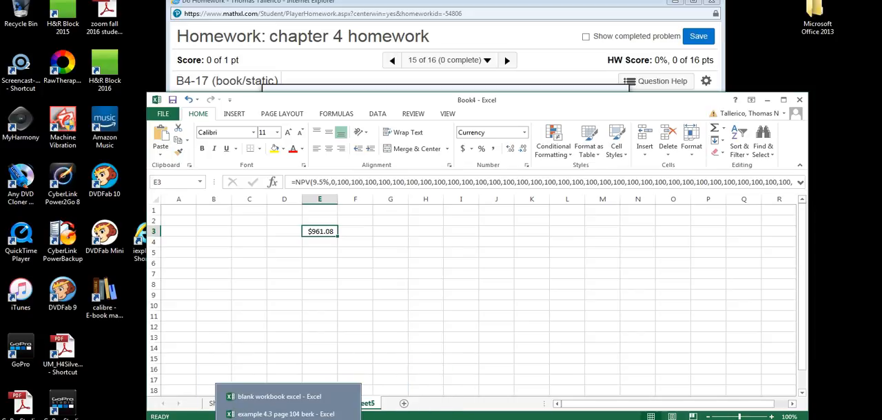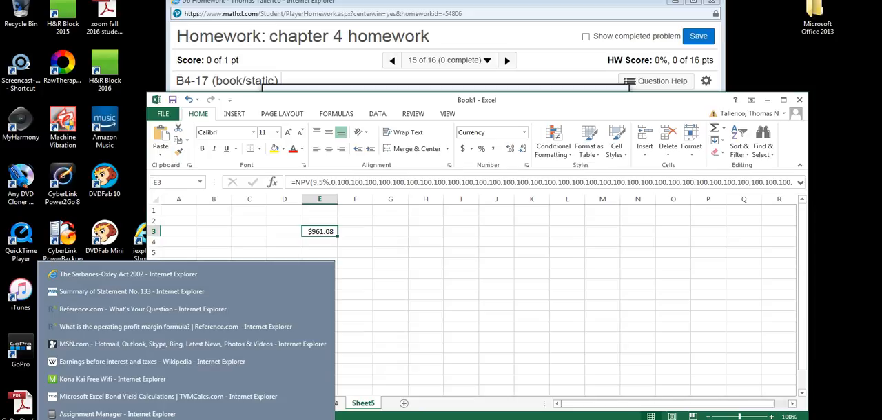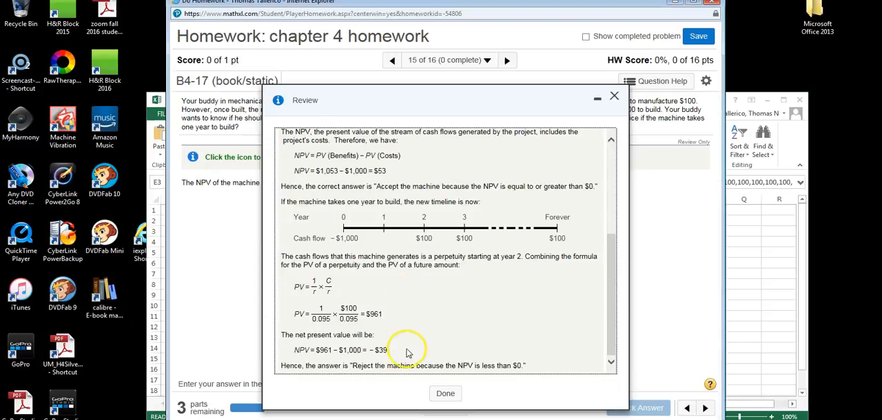Going back to the homework problem, you can clearly see there's the 961 that I did longhand. Or you can memorize this equation here. I don't know if this was in the book, but basically they do it in two parts. The present value with the perpetuity, then you go out 1 year. Okay, so anyway, that's how that's done. This was the easy one. The whole concept here is the net present value using the perpetuity function.